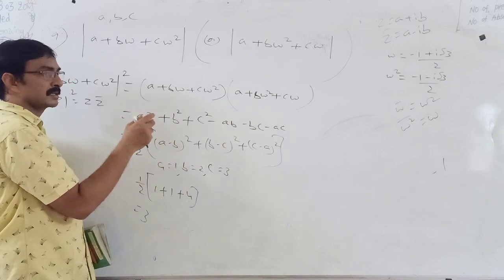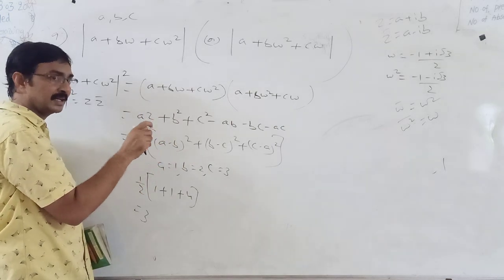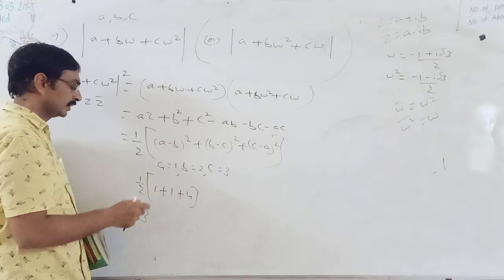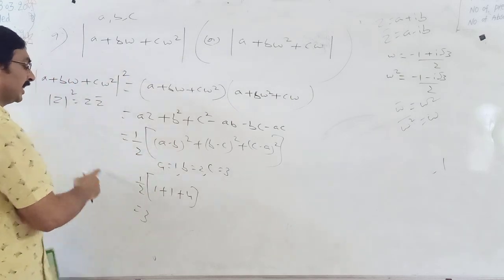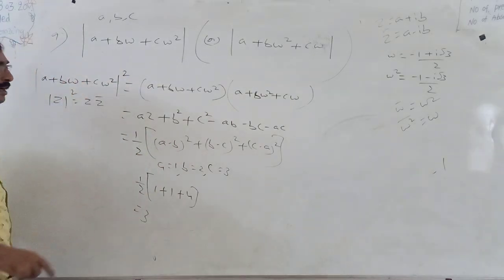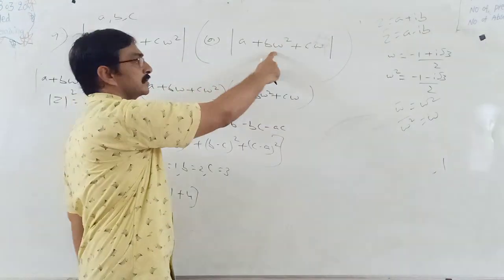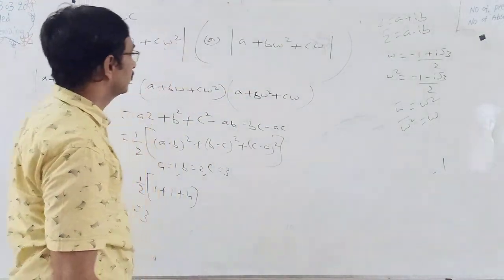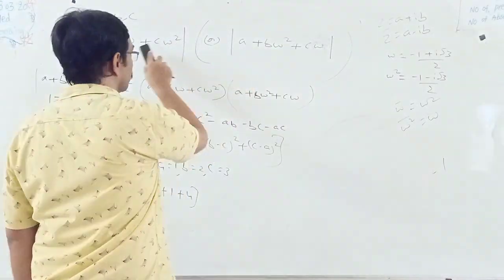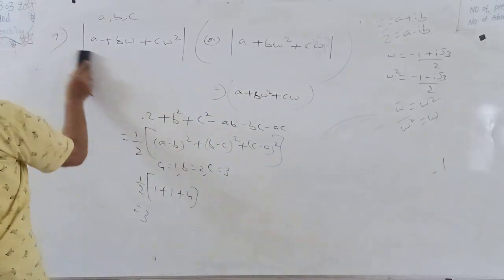Here the ABC conditions: all ABC are distinct integers. They too are possible. So the square of the required value is 3. Therefore the required value is root 3. So this is also root 3. So for the previous problem, the sum of these two is root 3 plus root 3, that is 2 root 3.